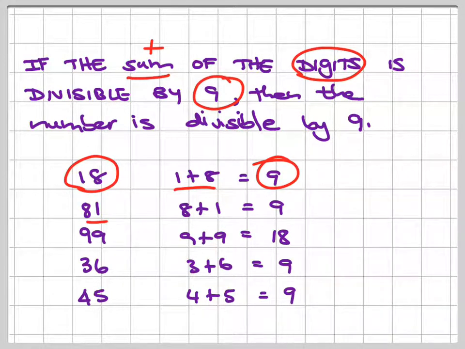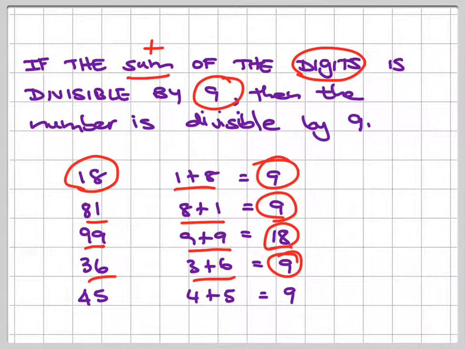81: 8 plus 1 equals 9. 9 can go into it. 99: 9 plus 9 is 18. So 9 can go into 18, so 9 will be a factor. 36: 3 plus 6 is 9. So 9 will be a factor of 36. 45: 4 plus 5 is 9. So 9 will go into 45.